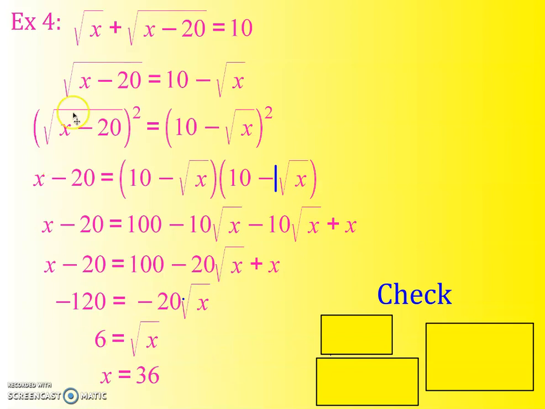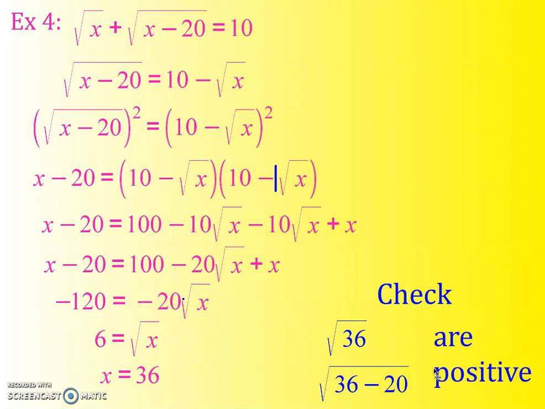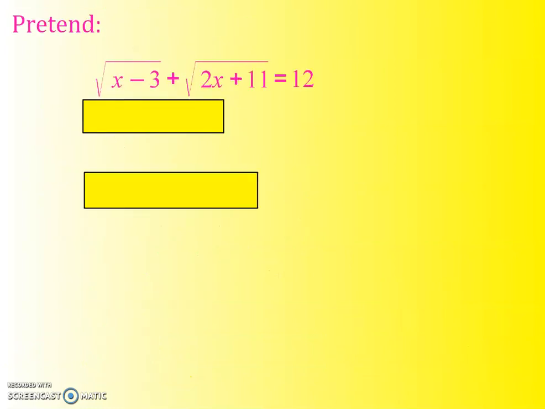All right, do we need to check? Oh, we got even indexes. They're both 2's. So we're going to plug in square root of 36. And we're going to plug in square root of 36 minus 20. 36 is positive. 36 minus 20 is also positive. Therefore, we don't need to check our answer. X equals 36 is a good result.